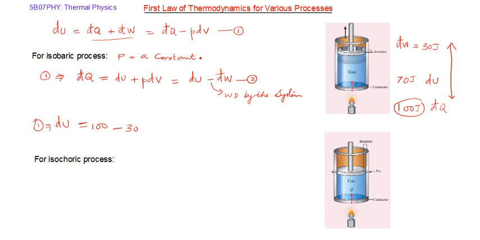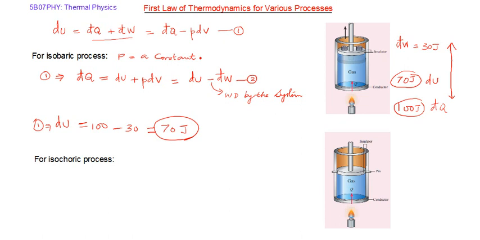So what is your final answer? You will be getting the answer as 70 units or 70 joules. And you can see this answer tallies with the sample that I have taken. So you can view the first law of thermodynamics either in terms of the change in internal energy of the system or in terms of what happens to the heat energy that you supply to the system. So that is about the isobaric process.